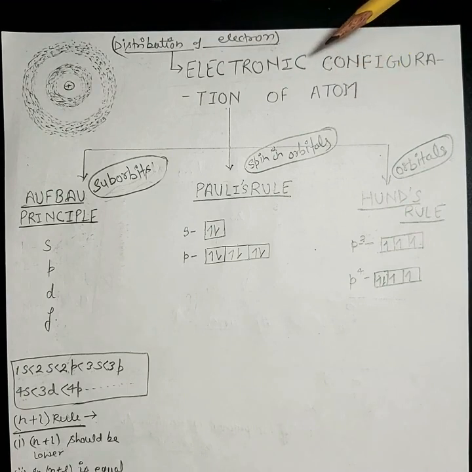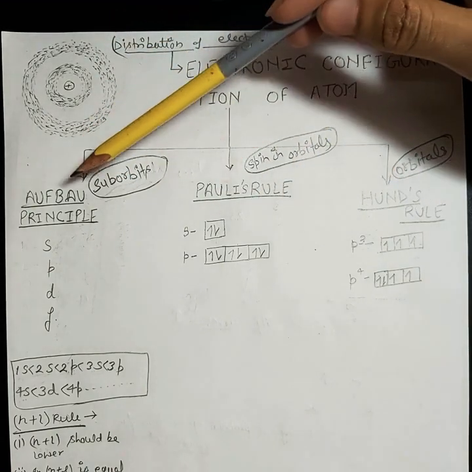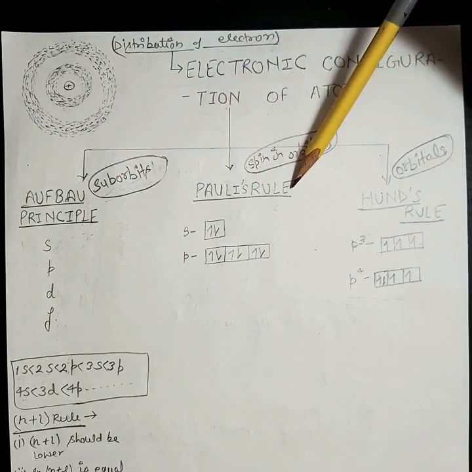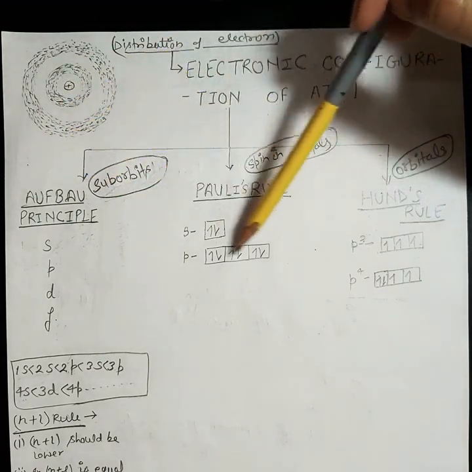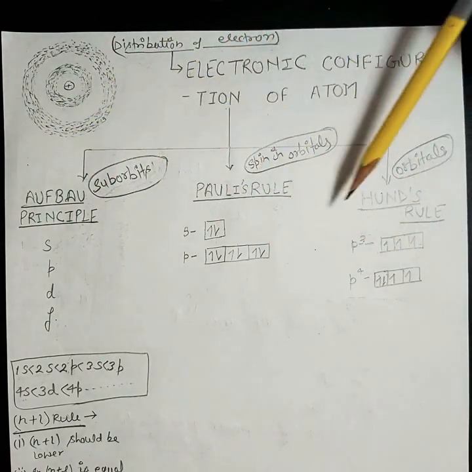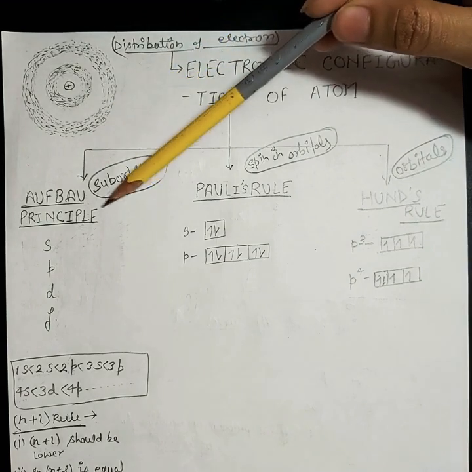Now, if you want to write electronic configuration for any particular atom, then you have to follow these three principles: Aufbau principle, Pauli's rule, and Hund's principle. Okay, only by knowing these three you can write the electronic configuration of atom. So let's start with Aufbau principle.